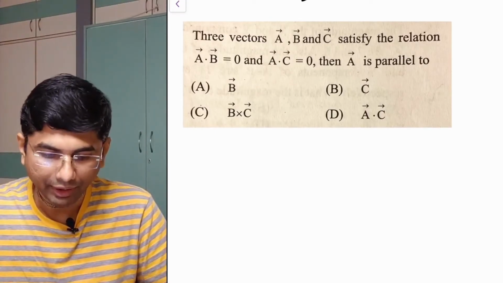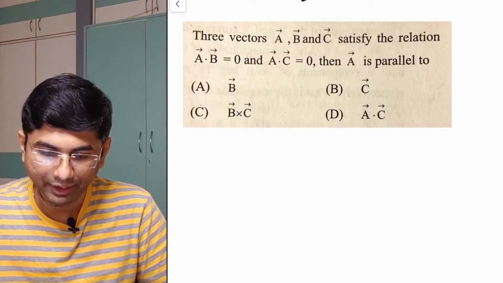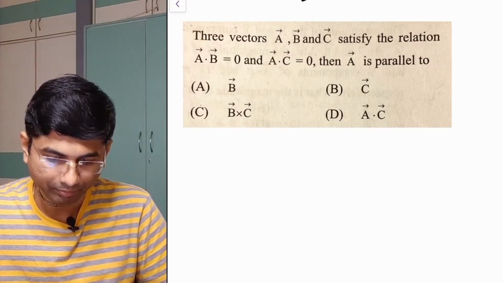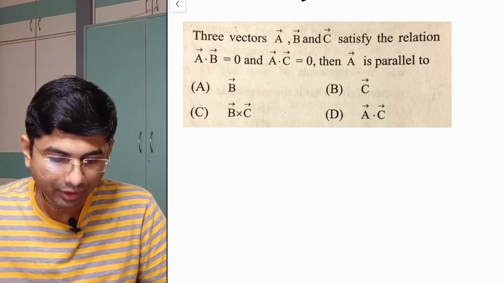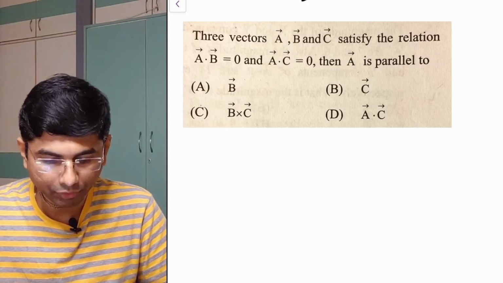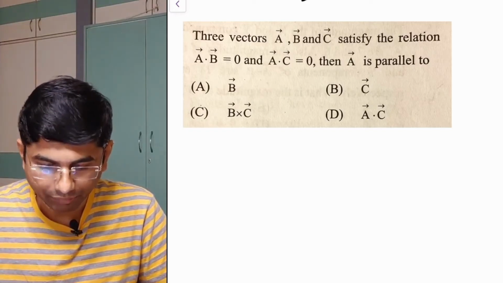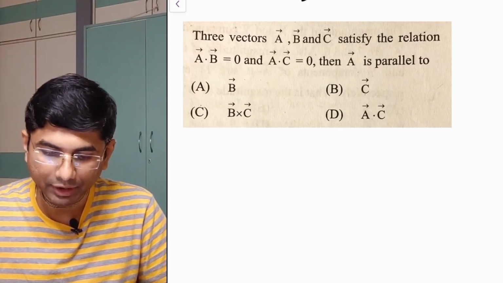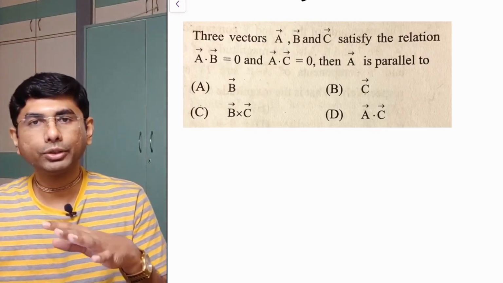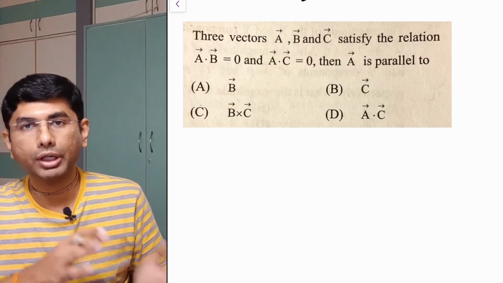Three vectors, A vector, B vector and C vector, satisfy the relation A vector dot B vector is equal to 0, A vector dot C vector is equal to 0, then A vector is parallel to. Now here is the question which is having the understanding of both dot product and the cross product.